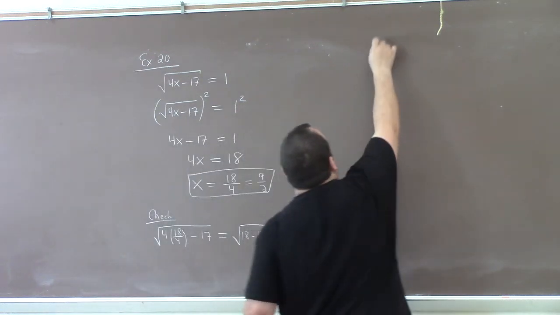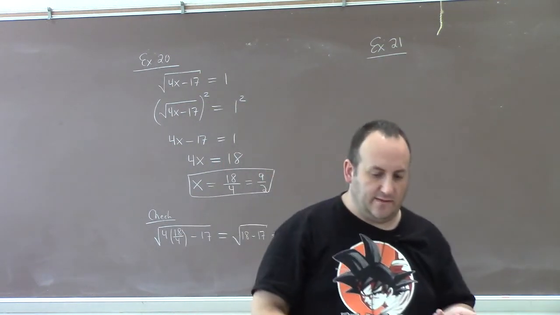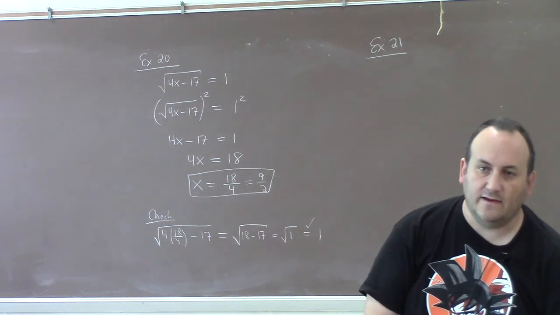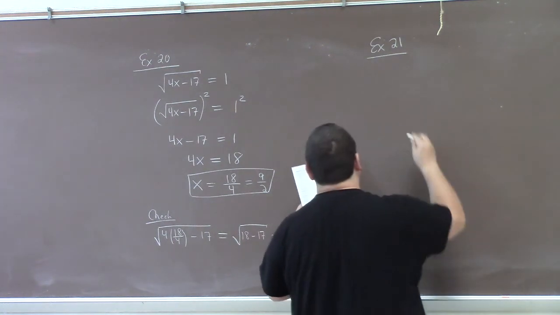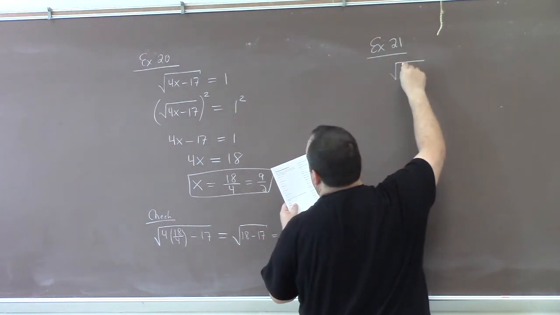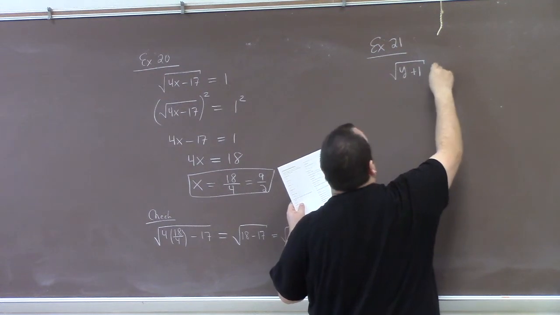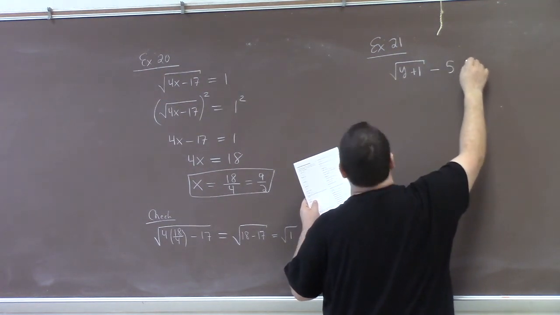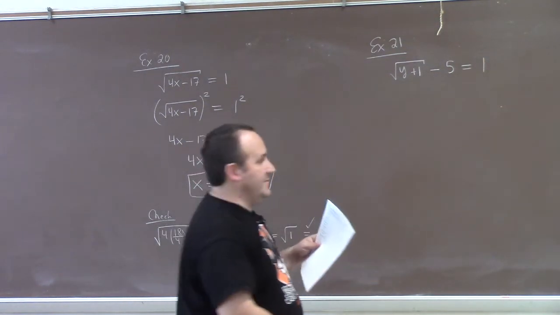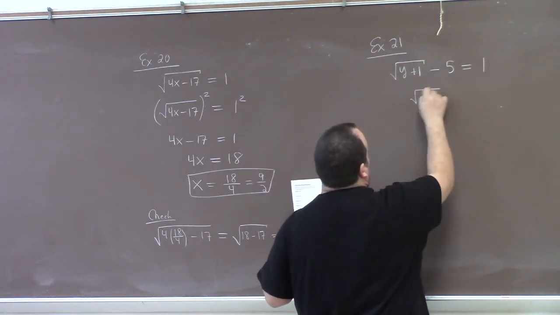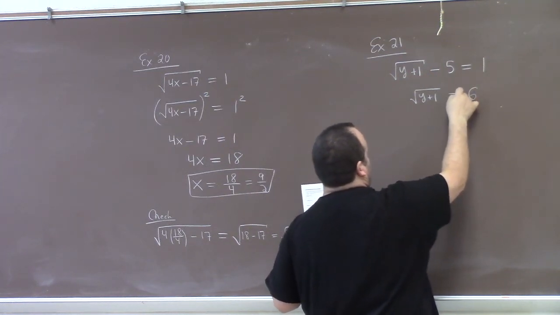Let's look at exercise 21 then. All of these problems are going to be the same story over and over again. Basically, the strategy is isolate the radical and then square it. Sometimes the radical's already isolated, like problem 20. This one, they've got a pesky minus 5 on the left-hand side. So before we can square it, we need to add 5 to the equation. So we get square root of y plus 1 equal to 6. Now we can square that.